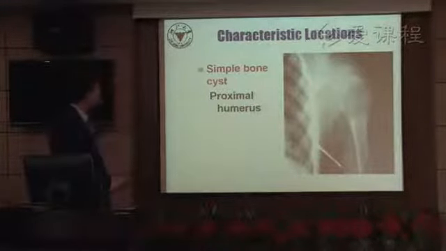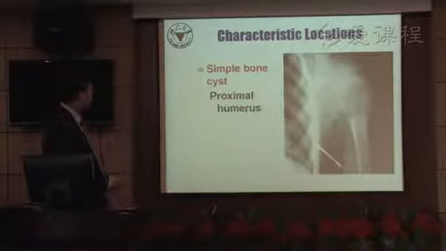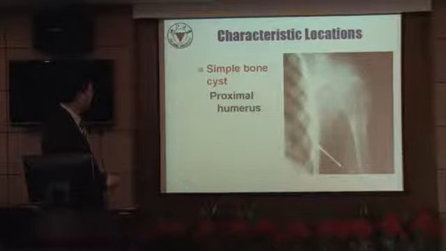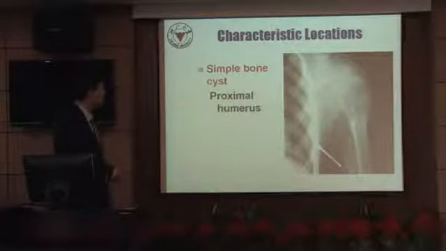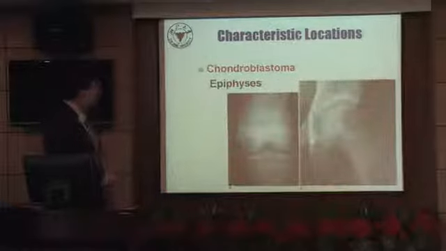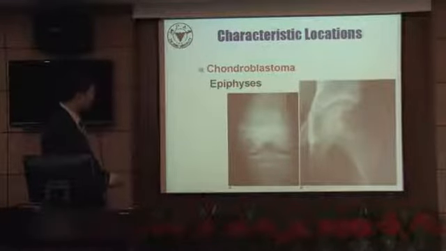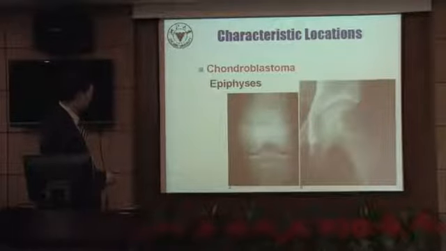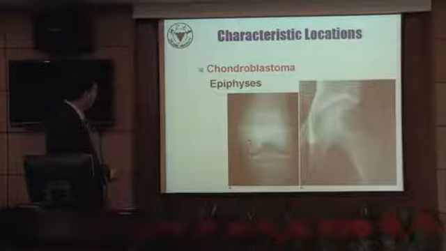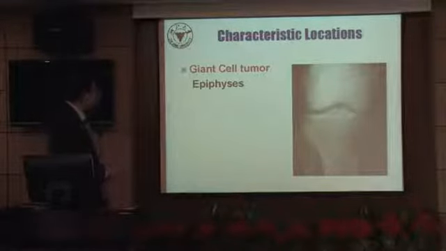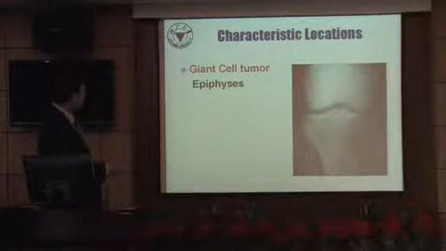This picture shows the characteristic locations of simple bone cyst. This was a simple bone cyst here, in the proximal humerus. And this picture shows chondroblastoma in the epiphysis. The epiphysis is here, that's here. And the giant cell tumor, the GCT, is very important in the epiphysis.